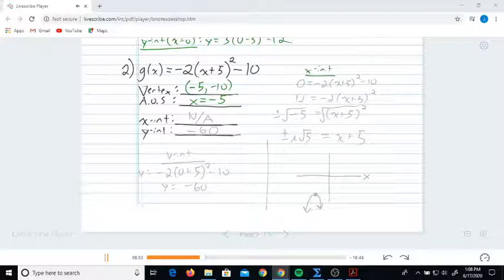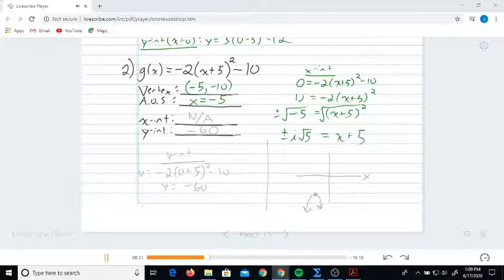So let's go ahead and take a peek at that. So for our x-intercepts, we set the y equal to 0 and solve. So add 10 to both sides. Divide by negative 2. Take the square root. Remember the plus or minus. And something interesting happens here. We get plus or minus i root 5 equals x plus 5.